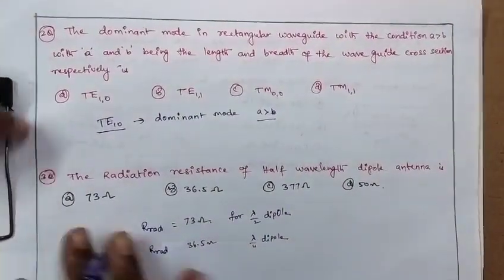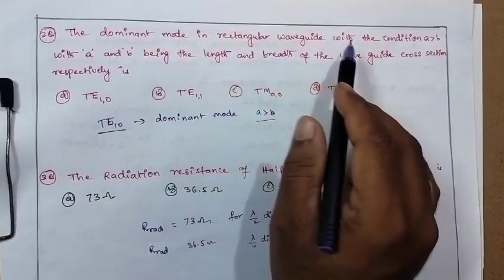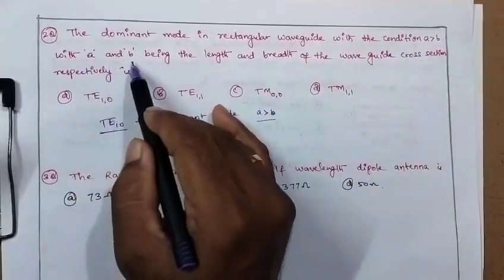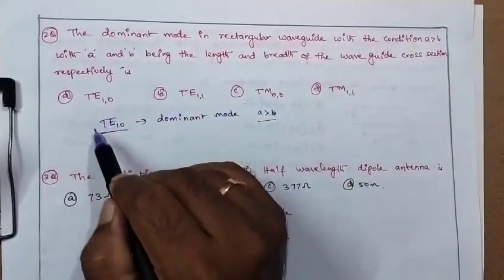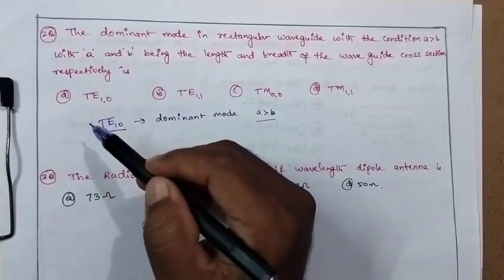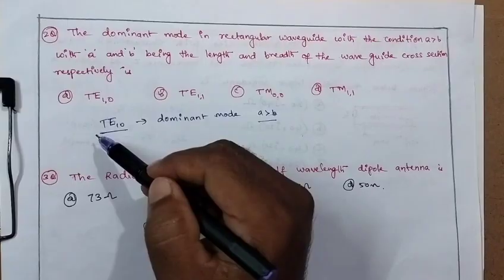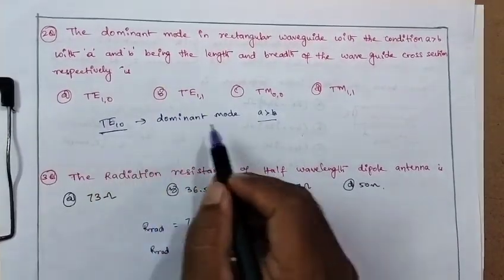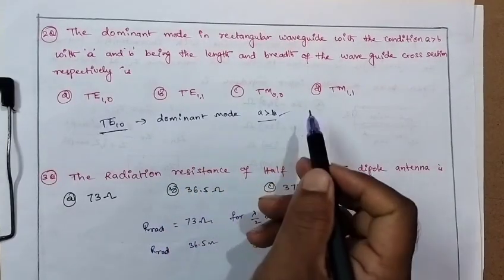Second question. The dominant mode in a rectangular waveguide with the condition A greater than B, where A and B being the length and breadth of the waveguide cross section respectively. So it is asking for the dominant mode of a rectangular waveguide. So there is a data point. The dominant mode for rectangular waveguide is TE10 mode.